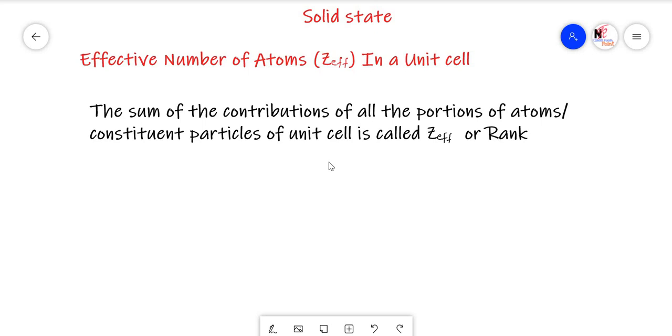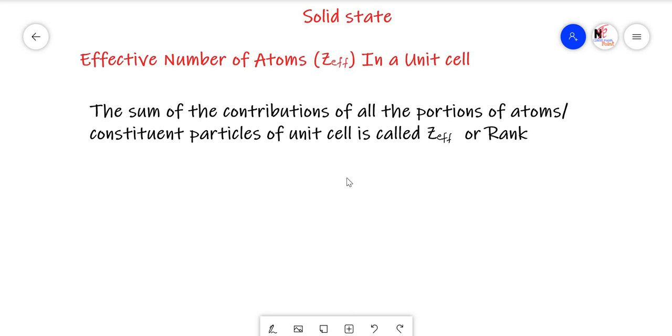The need to calculate the effective number of atoms of a unit cell is that generally a crystal is made up of a combination of many unit cells. As we discussed in the earlier session, a unit cell represents the smallest identical portion of the crystal. If you repeat the unit cell, it will develop the entire crystal. The structure of the crystal is equal to the structure of the unit cell.